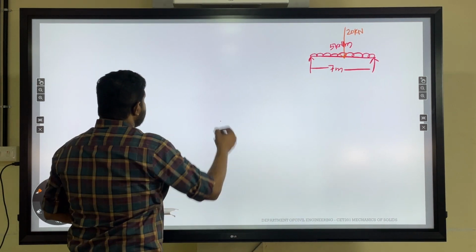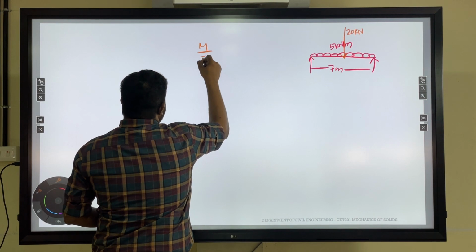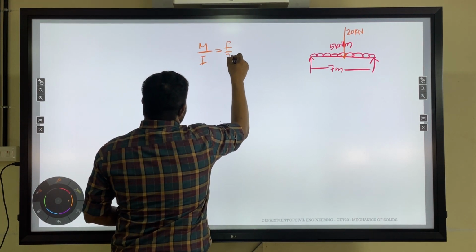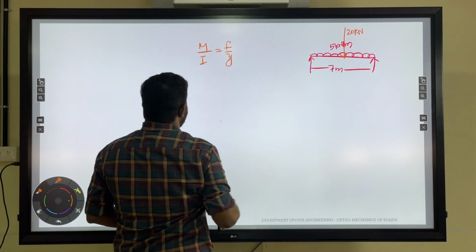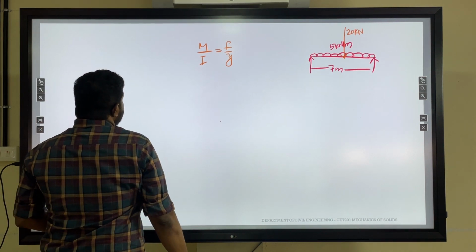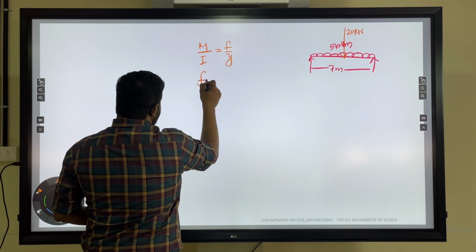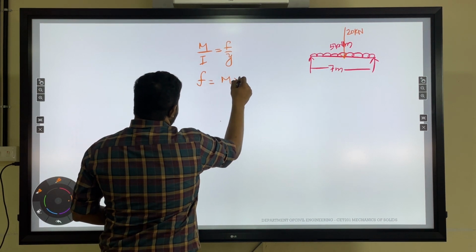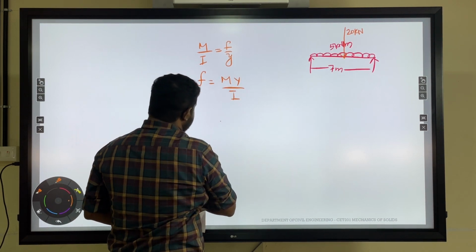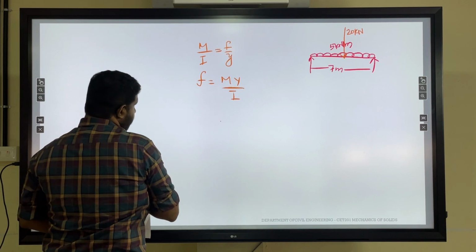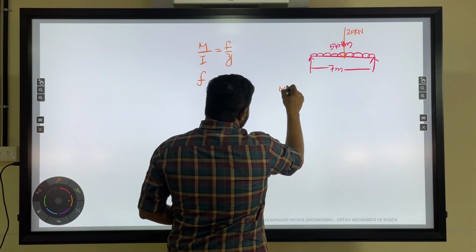For that we use the equation M/I = F/Y = E/R. We are considering only the first two terms, M/I = F/Y. Here you are asked to calculate F. For that, F = M into Y divided by I is the equation. So here you want to calculate M, the moment.